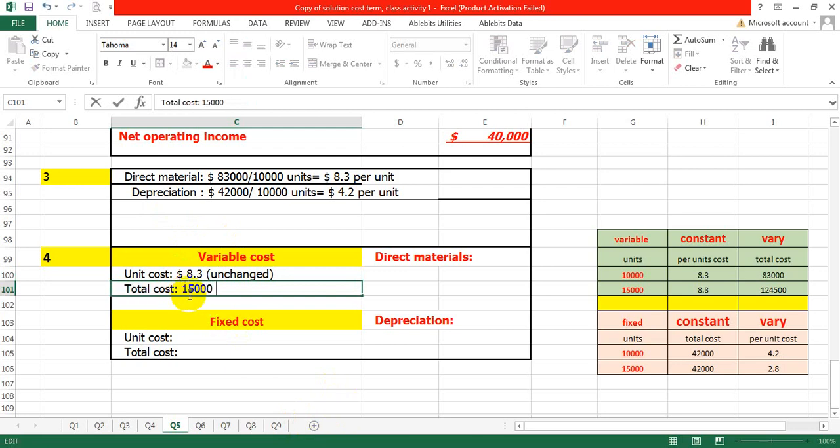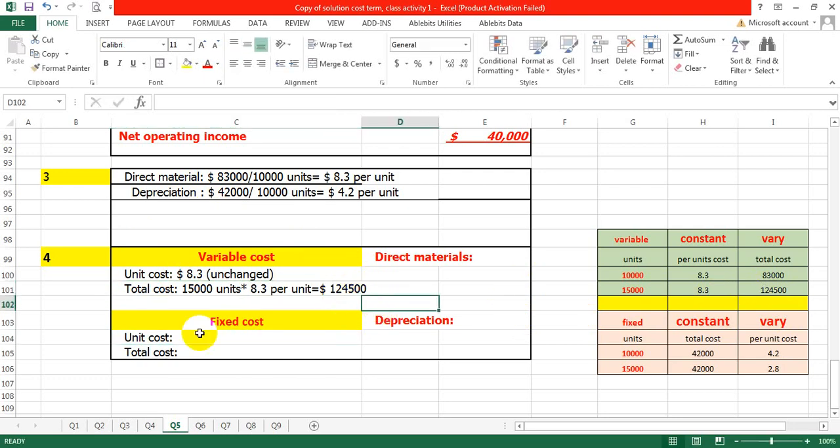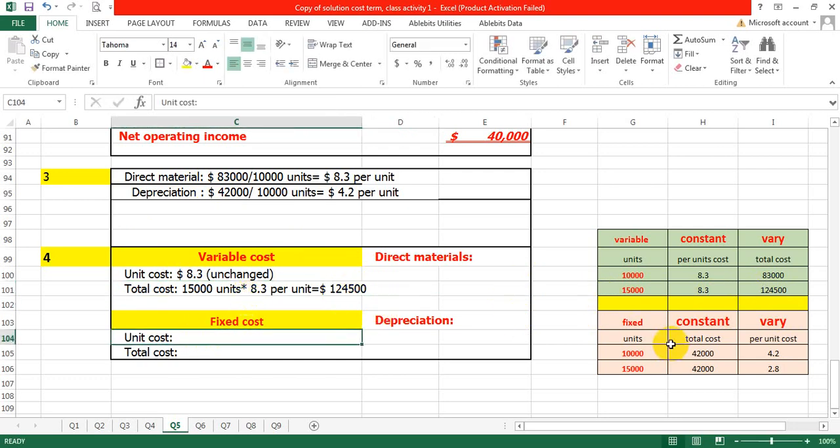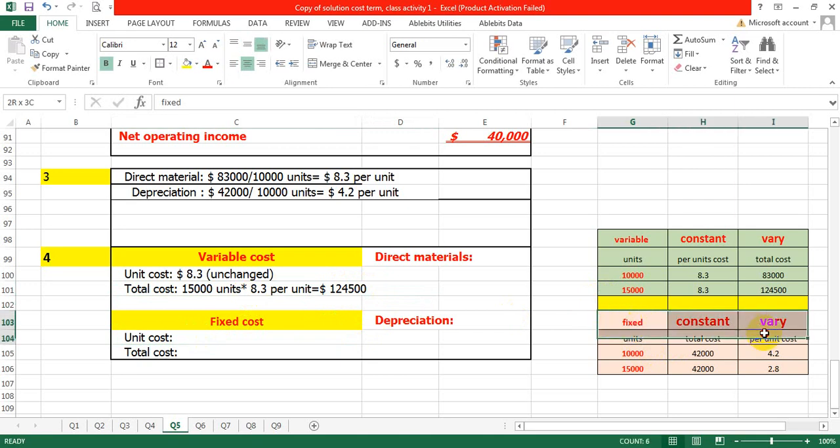That is 15,000 units multiplied by 8.3 per unit. So we will get $1,24,500, right? Sorry, 10 ज़्यादा लग गया था. 1,24,500, right? Okay. अब आई fixed cost, nature or behavior of fixed cost.